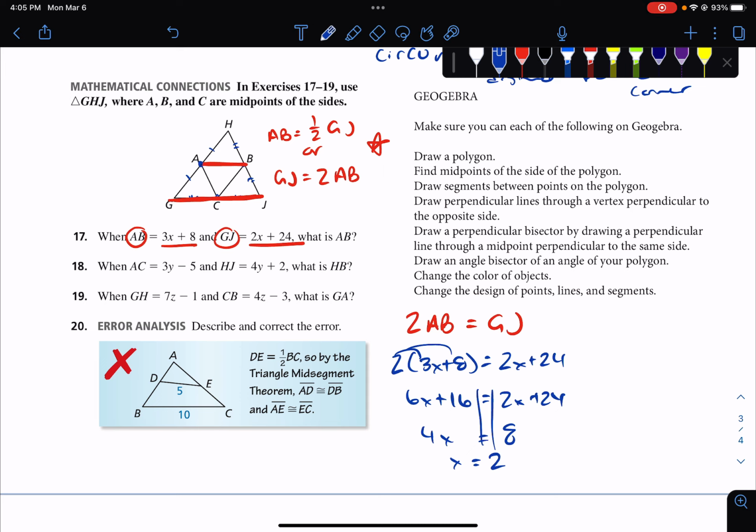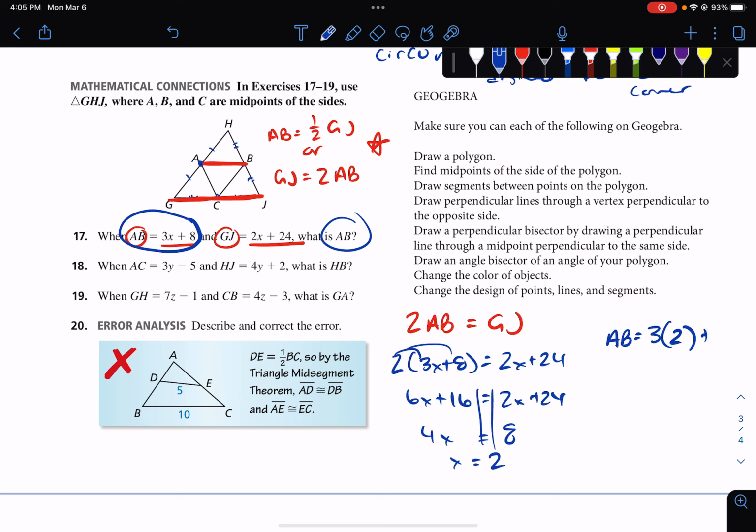And some of you are going to stop right there, and you're going to get the question wrong because it doesn't want x. It wants AB. So I've got to use x and plug it back into what I know, AB. So AB equals 3 times x, so 3 times 2 plus 8, which is 6 plus 8. So AB equals 14. Now I can be done with number 17, okay?